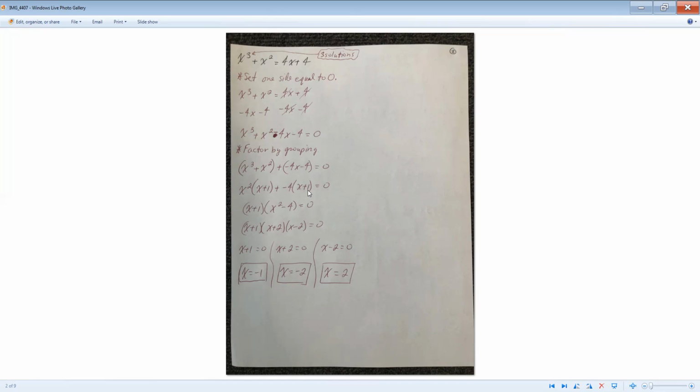We have x plus 1 in both cases, so we'll pull them both to the front, and then we'll be left with x squared minus 4 in the parentheses. So here we have x squared minus 4, which is the difference of squares once again. That will give us x plus 2 times x minus 2. Now that we factor completely, we can set each piece equal to 0, giving us 3 solutions of x equal to negative 1, x equal to negative 2, and x equal to 2.